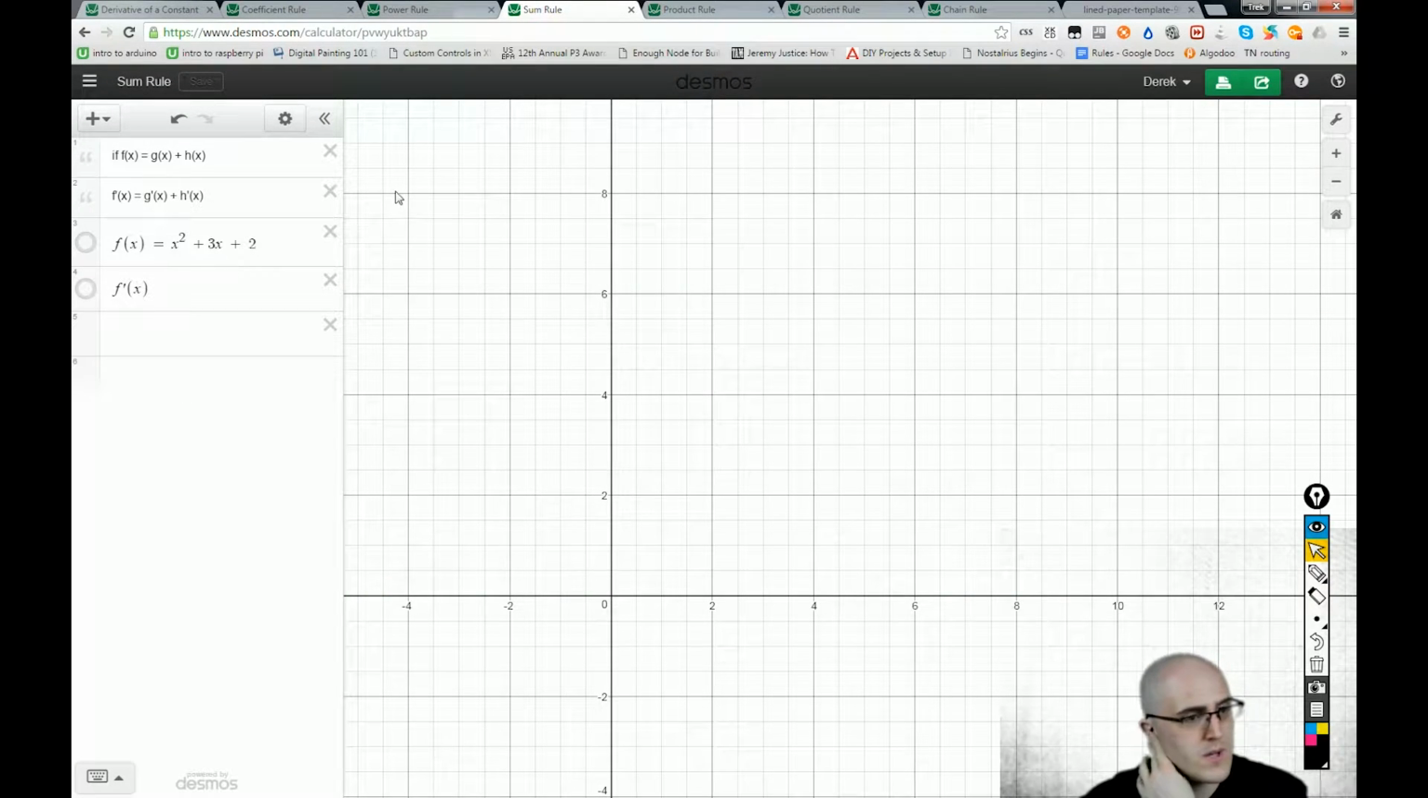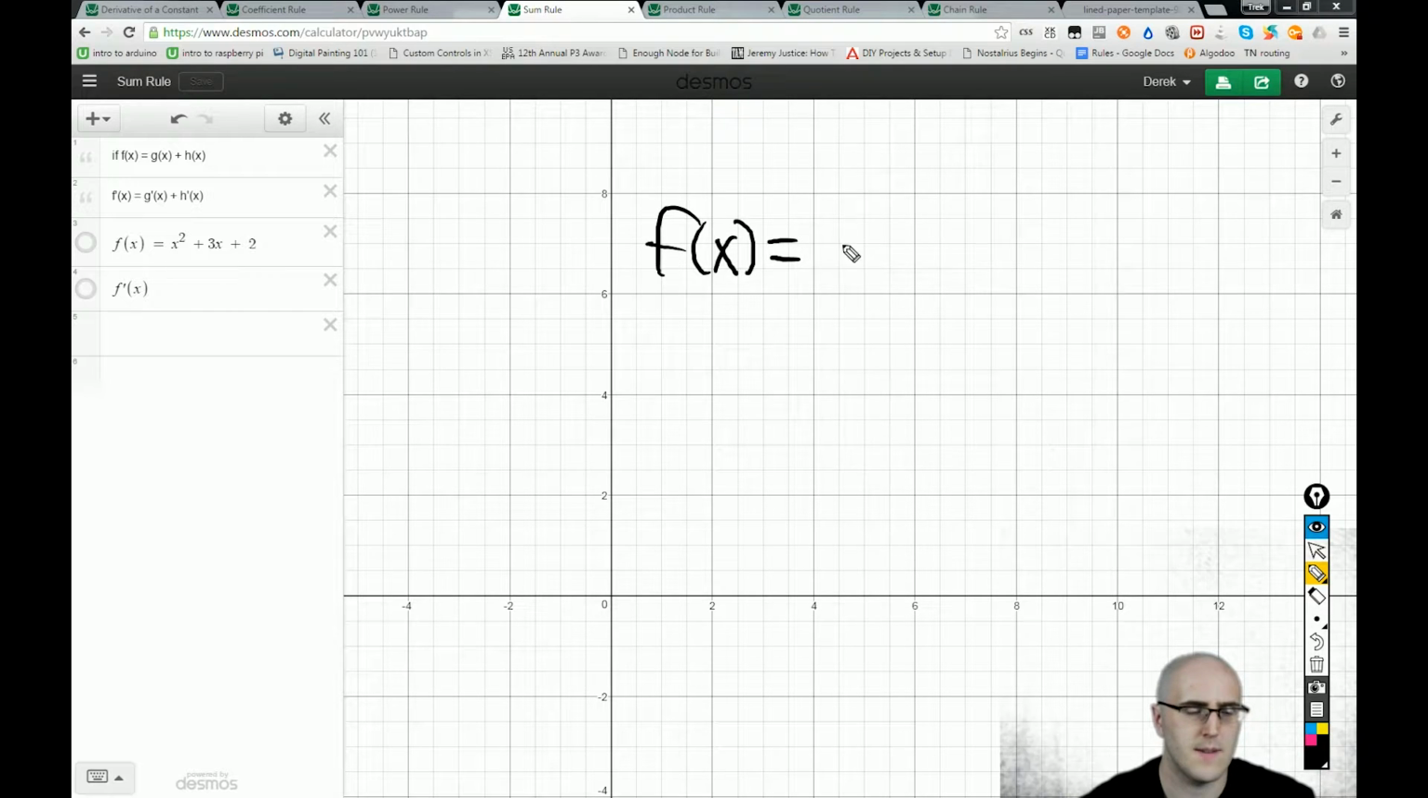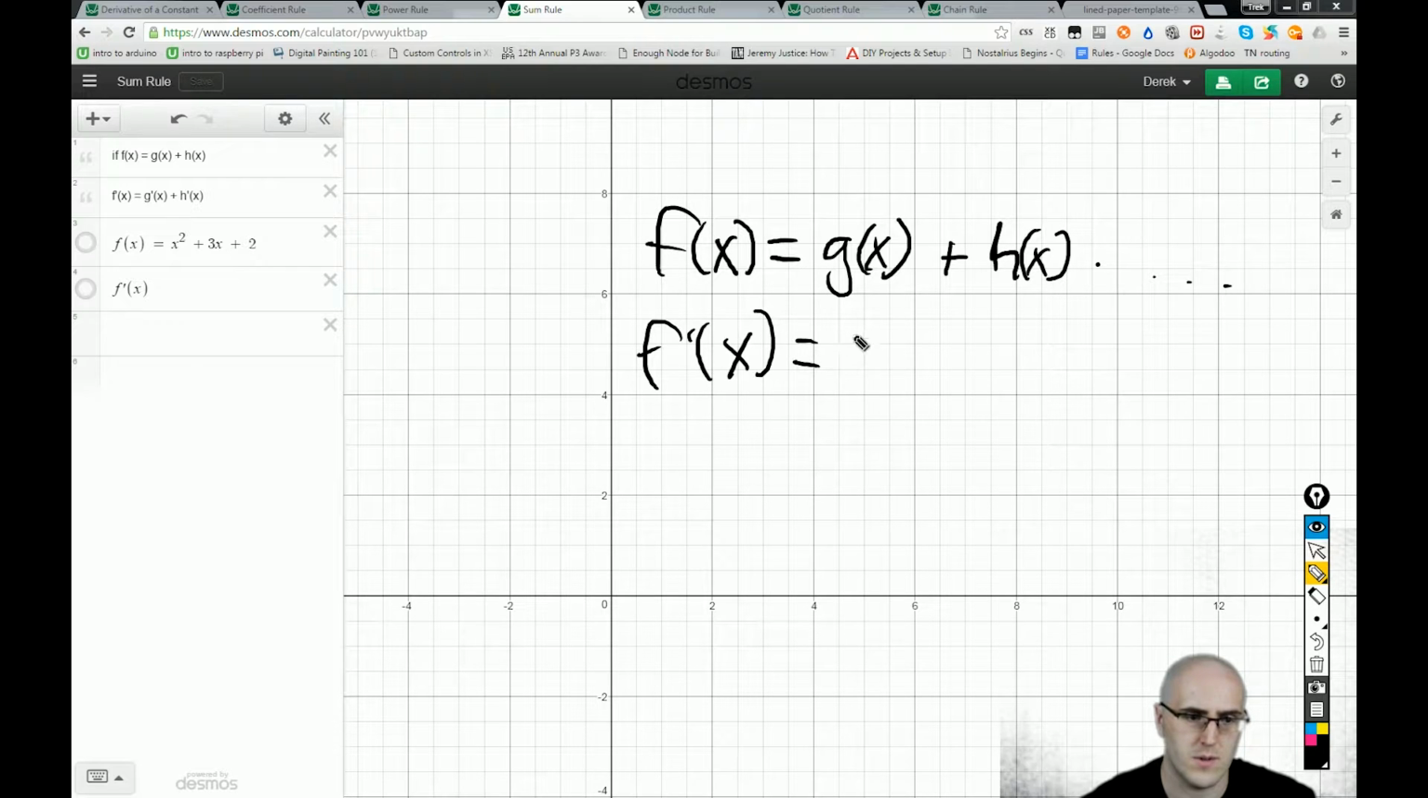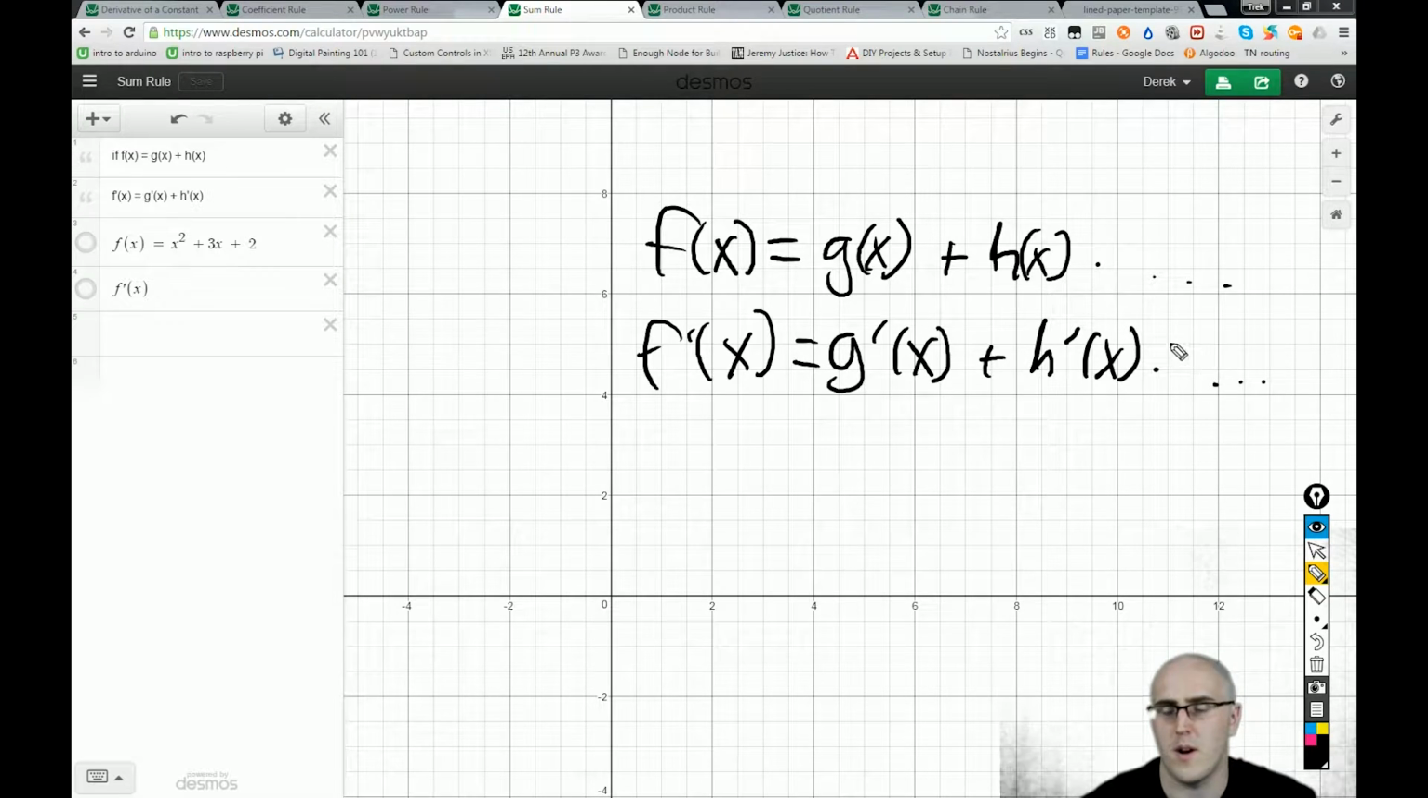Okay, the sum rule. Sum rule is also very important. We use it a lot. It's probably the third most used rule, something like that. But the gist of it is that if you have some function, say f of x, and it has the form of another function plus some other function, you could just keep going, however many different terms you have, then its derivative, or its f prime, is equal to simply the derivative of each term plus each other, with however many they are. You just take the derivative of each term in sequence, or in turn.